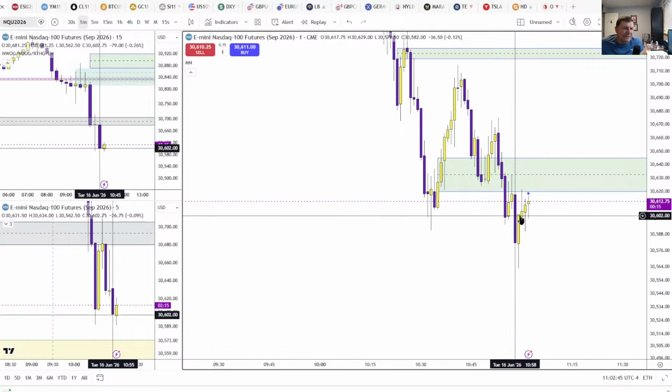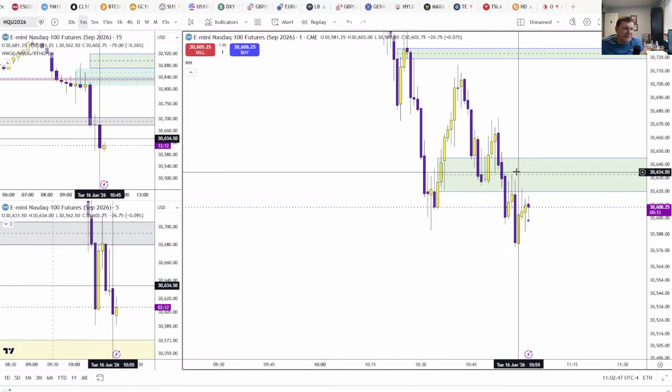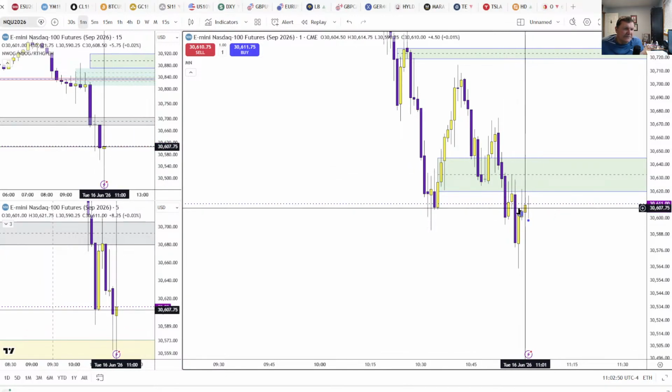There's a close above, the retest, send it higher. I want to see that get out of here now. See if this holds.